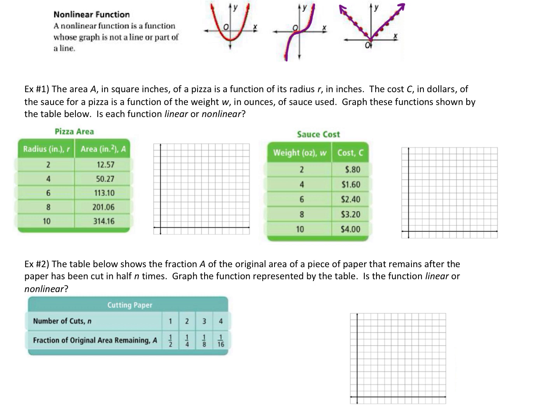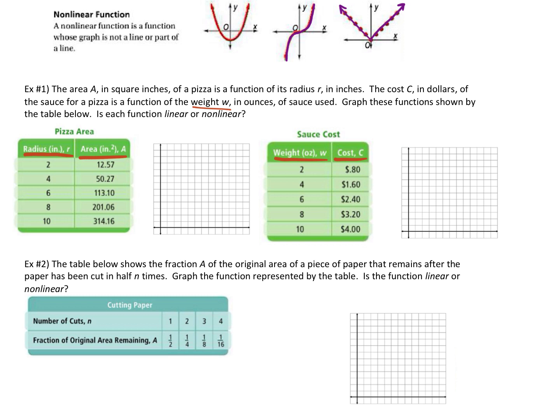So this says the area A in square inches, that's this, of a pizza is a function of its radius r in inches. Okay, then it says the cost C in dollars of the sauce for a pizza is a function of the weight W in ounces of the sauce used. Graph the functions shown by the table. Is it linear or nonlinear? Okay, and some of you might see it just looking at numbers. I still want to see a graph. Okay, I want to see how this graph is working together.